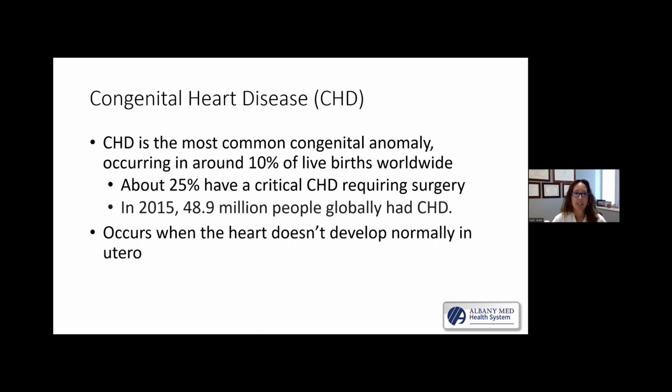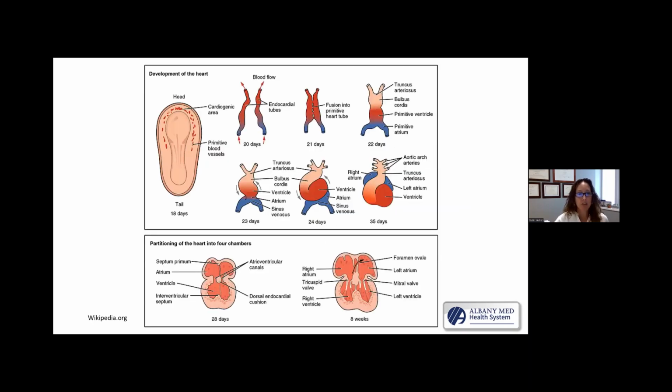So congenital heart disease is the most common congenital anomaly, occurring in around 10% of live births worldwide. And about 25% of these infants have a type of critical congenital heart disease that requires some type of surgery. In 2015, almost 49 million people globally had some type of congenital heart disease. So this is a worldwide issue. And this occurs when the heart doesn't develop normally in utero. So this is just a brief review.